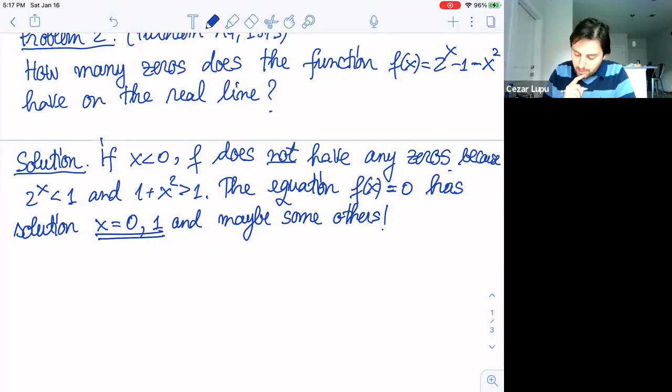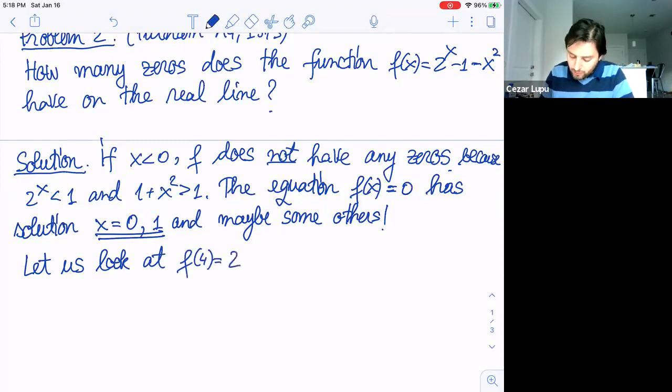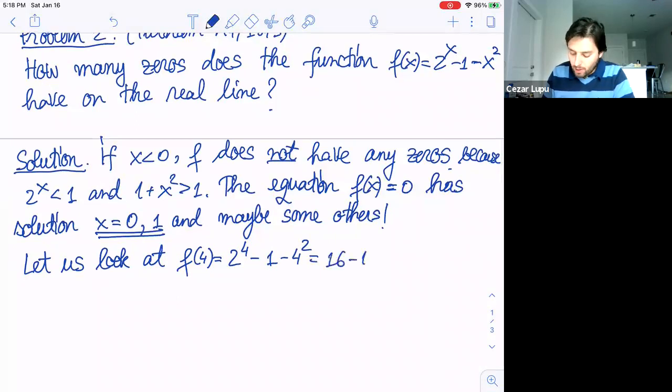Now, we have seen 0 and 1. What about if we look at f of 4? So now let's look at f of 4. So f of 4 is 2 to the 4th minus 1 minus 4 squared over 2. And this guy is 16 minus 1 minus 8. So this is negative 1, which is negative, right? It's less than 0.